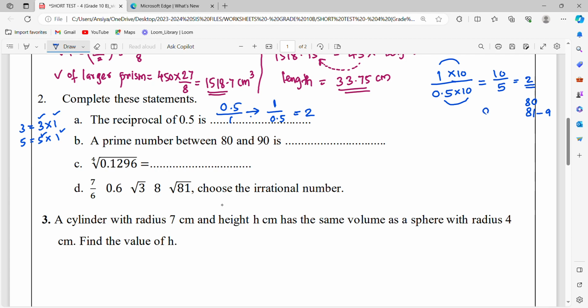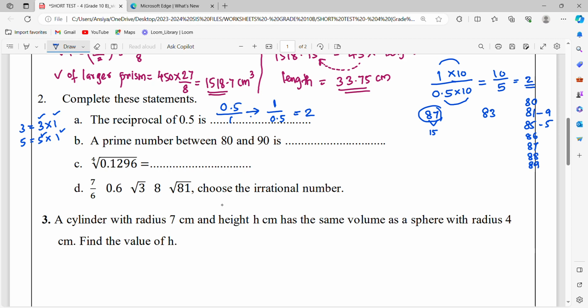83 will keep pending. 84 even number. 85 in 5 table. 86 even number. 87, 3 table. Because for the 3 table there is a trick. You add the digits. 8 plus 7 is 15. 15 is a 3 multiple, so the number is also a 3 multiple. That's a trick. Now 88 even number.